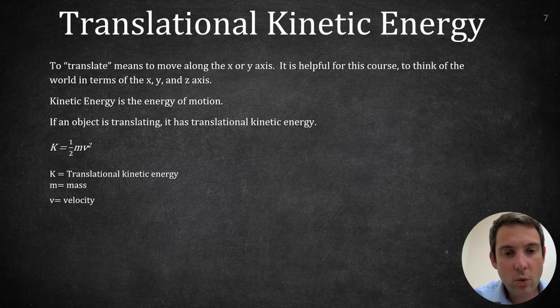The equation for translational kinetic energy is K equals 1/2 mv squared, where K is our total amount of translational kinetic energy, m is our mass, and v is our velocity. This is a scalar quantity, so there is not any direction. Instead, we're only dealing with the magnitude here.